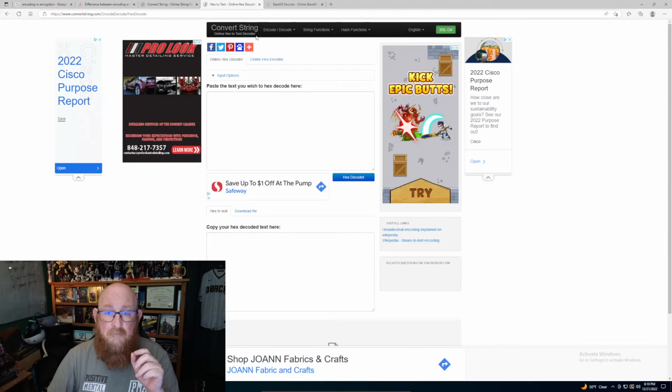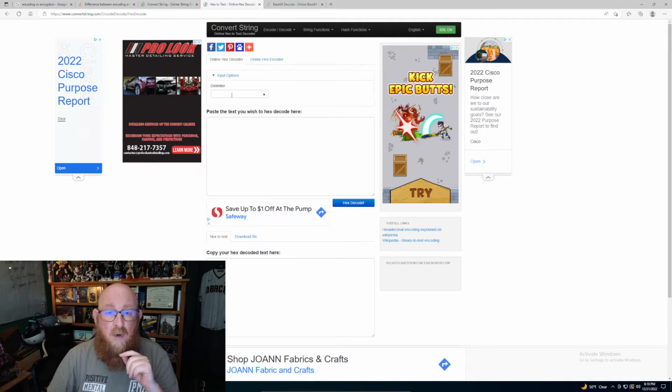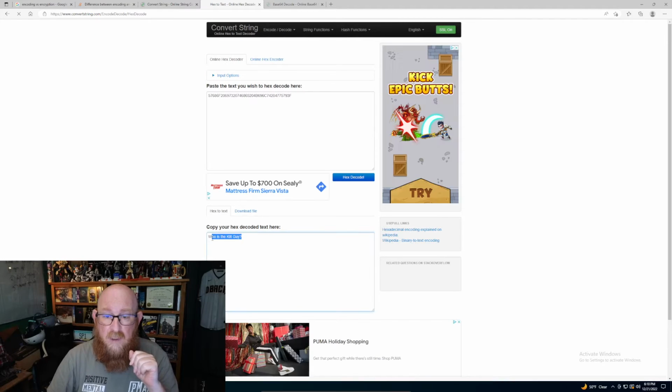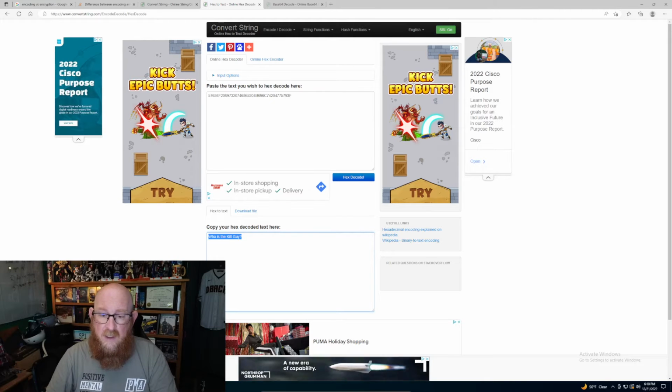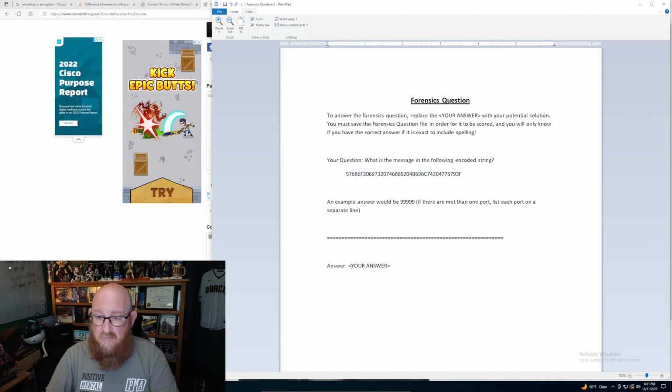So let's go to hex and the online hex decoder. We're going to make sure the input options are set to nothing right now, or blank, because you have different ways of doing different delimiters. And delimiters matter. So you may have to go through a time or two to get it to display properly, but that's all right. So we're going to hex decode it, and boom, it tells us who is the Kilt Guy. And as this is a forensics question, we would paste the response right there in order to get credit for the points.